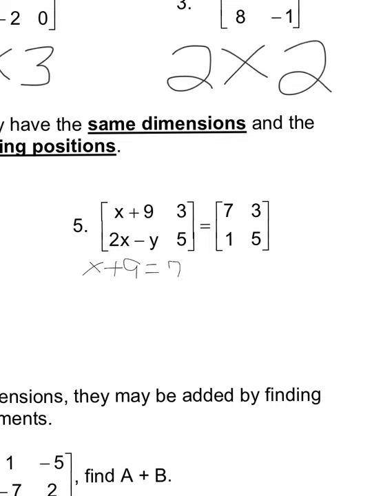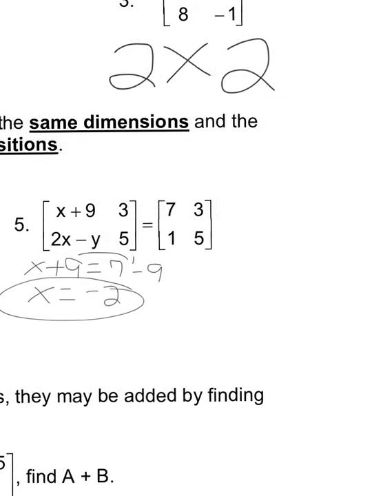Now I'm solving for x. I either subtract 9 from both sides or move the 9 across, however you want to look at it. That leaves me x equals 7 minus 9, which is -2. So there's our first one.